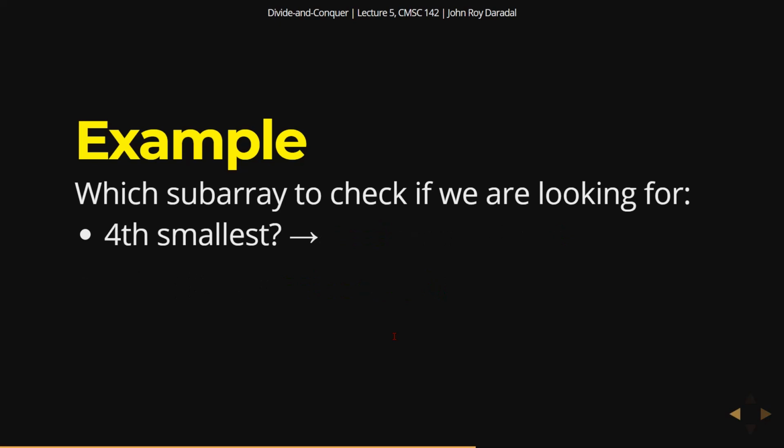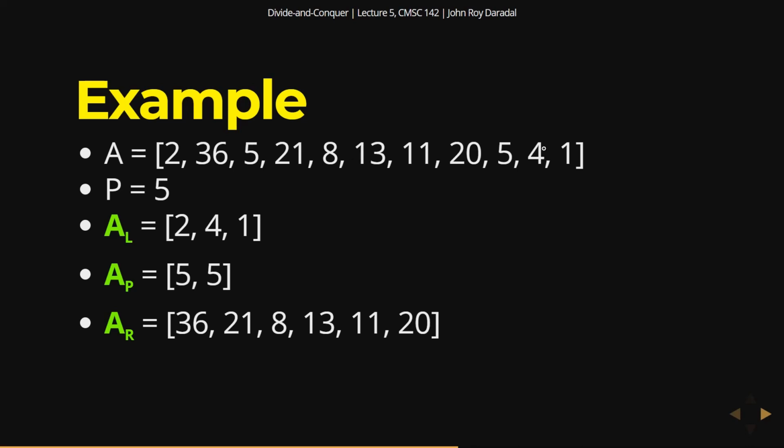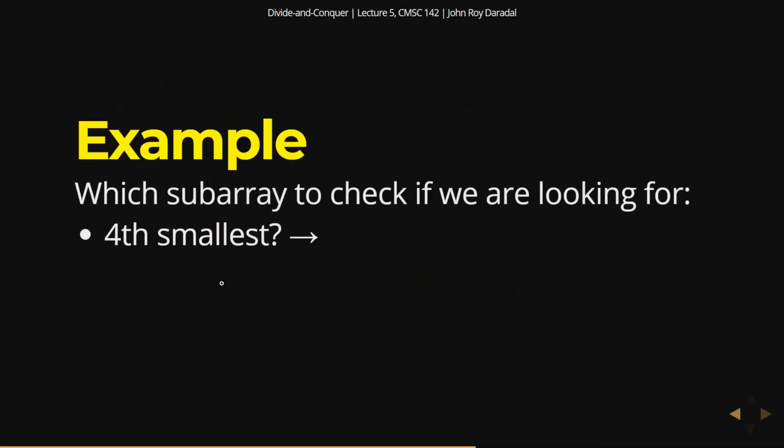Now how about if we were looking for the fourth smallest element in this array? Should we look at A sub L, A sub P, or A sub R? So if it's the fourth, we know that there are 3 here. So the fourth should be somewhere here, right? 1, 2, 3 here. So the fourth should be the first item in A sub P. Does that make sense? So it's the first smallest item of A sub P.